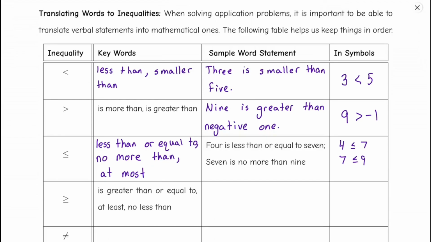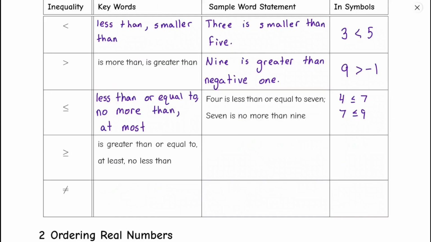Then for greater than or equal to, you have greater than or equal to, at least instead of at most, and no less than instead of no more than. So 10 is at least 5. In symbols, 10 greater than or equal to 5.